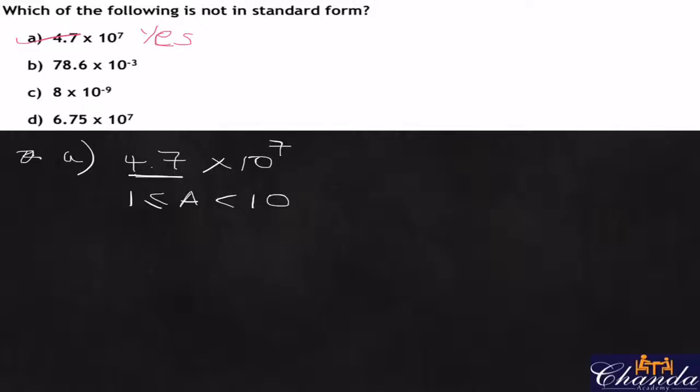Okay, now let's have a look at B. Now B, on the other hand, we have 78.6, which obviously does not fall into this particular range here. Therefore, it is not in standard form, so that's a no. Then we have 8 times 10 to the power of negative 9. Once again, the number 8 does in fact fall into this particular range here. Therefore, once again, it is in standard form. And the same thing goes for D as well, because 6.75 does fall into that range.